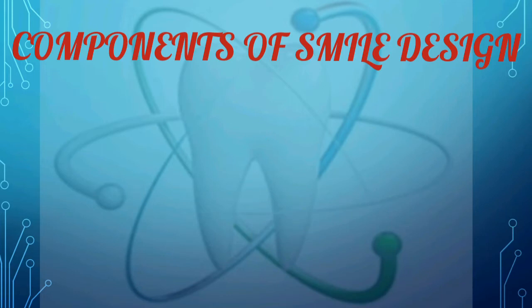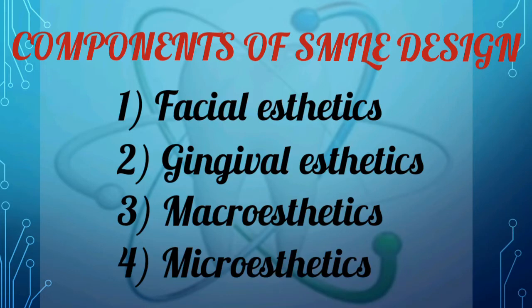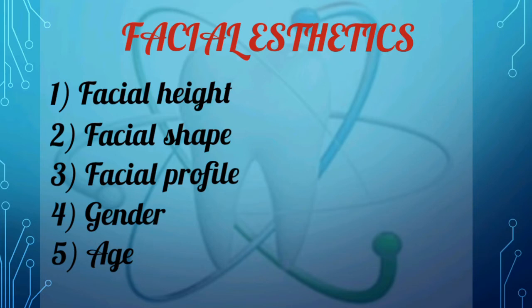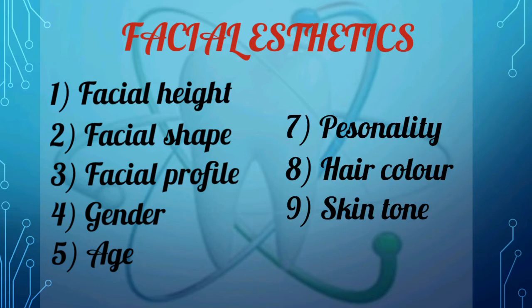So next we can go through the components of the smile design or smile aesthetics. The overall components of the smile can be divided into 4 groups: the facial aesthetics, the gingival aesthetics, macroaesthetics, and the microaesthetics. So the first one is the facial aesthetics. The facial aesthetics in the smile design include facial height, facial shape, facial profile, gender, and age. In addition, personality, hair color, and skin tone also affect the designing of the smile.